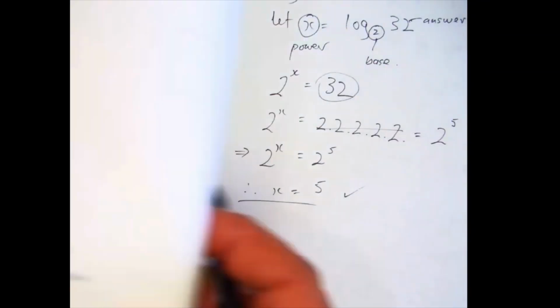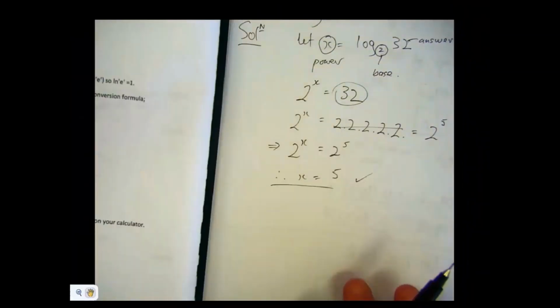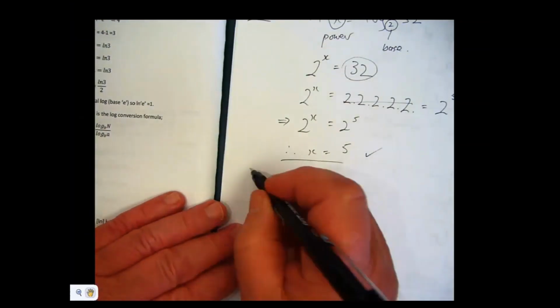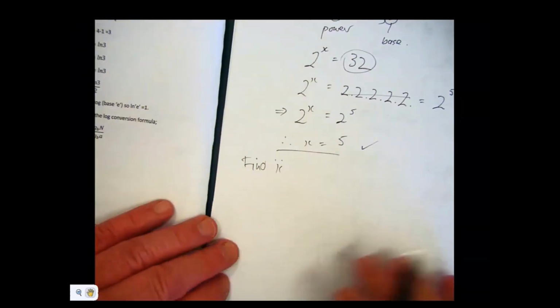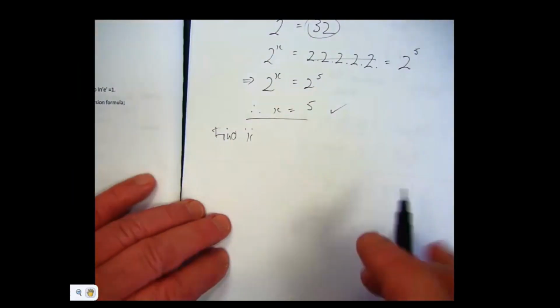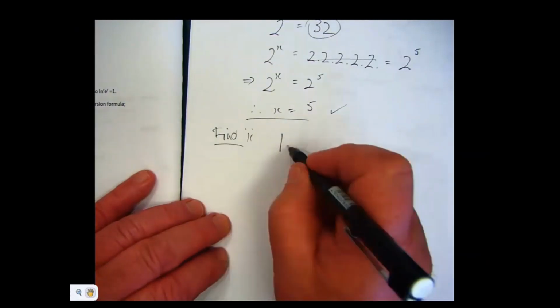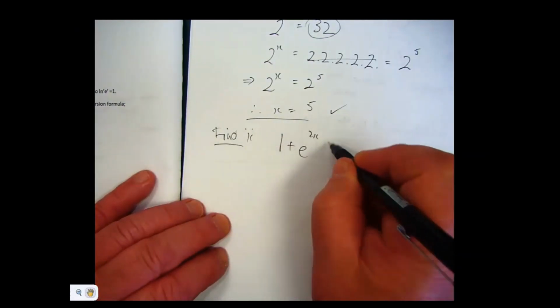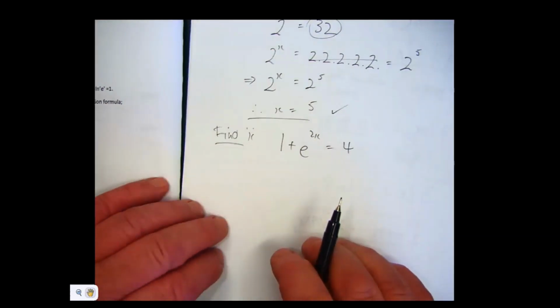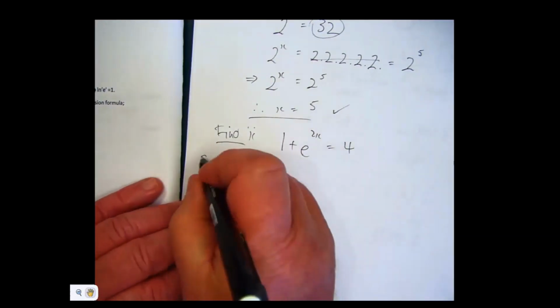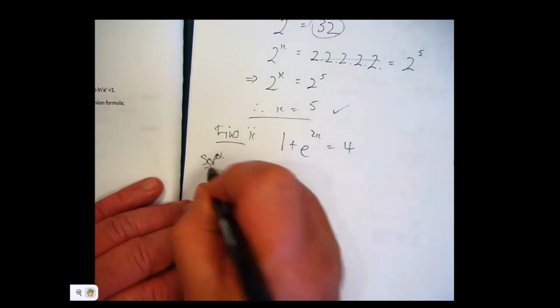Now, using this idea, let's have a look at this one. Here's the next problem I want to show you. We have to find x, but we're given this little statement, 1 plus e to the 2x equals 4. Now, this is how we write it out in the book. I've got it written out like this.